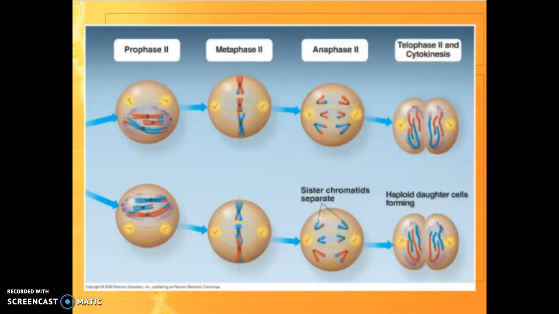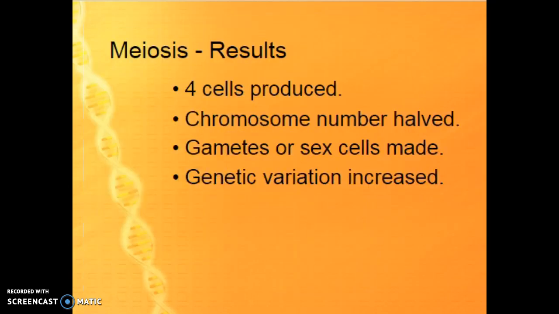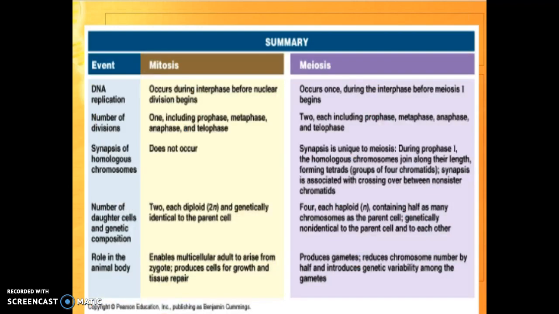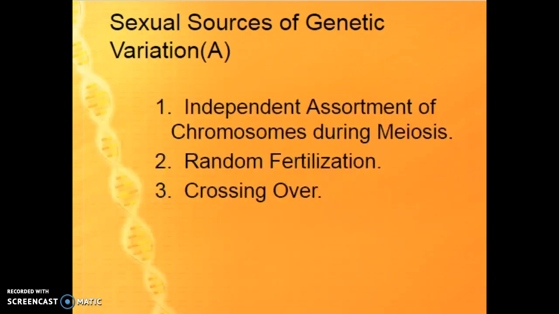This looks a lot like the mitosis steps. However, the results are different. We have 4 cells produced that each have half the number of chromosomes. These cells are not exact copies of somatic cells. They're gametes. And then our genetic variation has increased drastically. That picture kind of summarizes all that. There's a table that summarizes all that. It comes straight out of your textbook, so I'm not spending a lot of time talking through those.